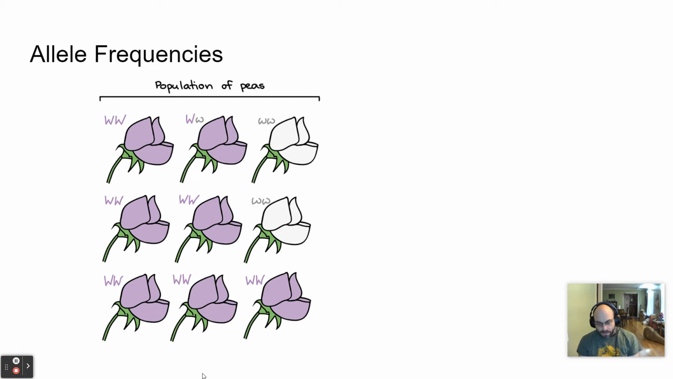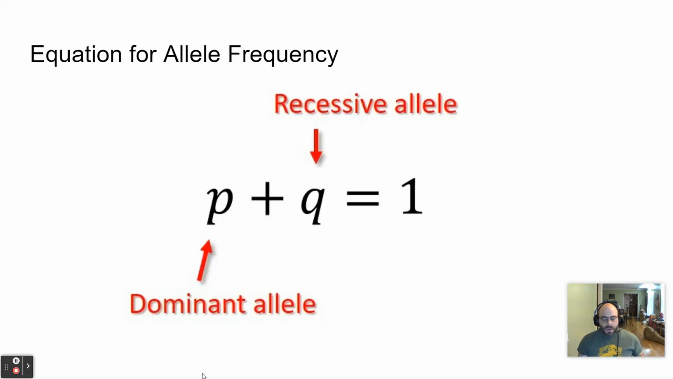Let's see here. Calculate that. 5 divided by 18, so it's 27%, or 28% rounded up. And so then the frequency of dominant alleles in the population is going to be 72%, right? Just by using some simple math. So what can we do with these numbers?